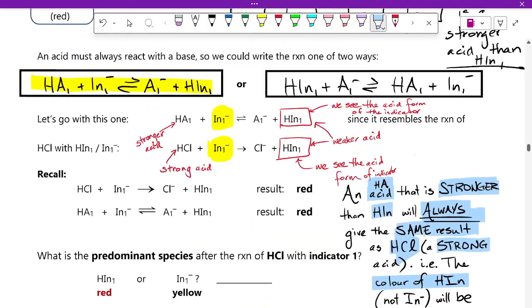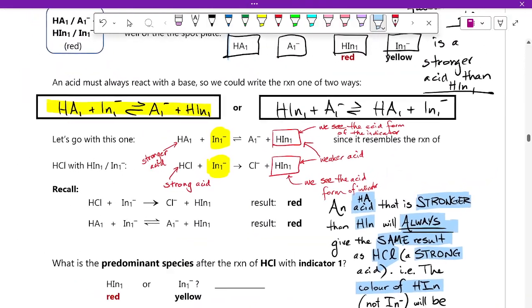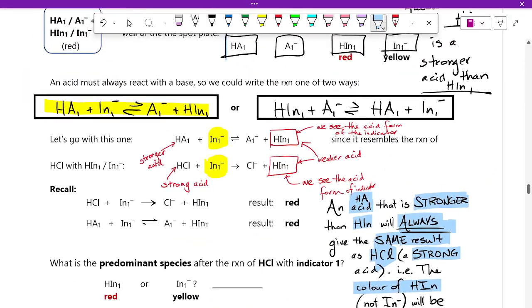Once you've got it written down, see if you can explain to your partner how you can tell if an acid, HA, is stronger than the indicator acid. This is the question.